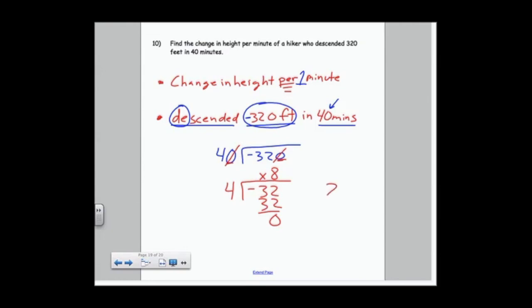Now I know my answer is 8, but let's also make sure we get the correct sign. This is positive, and this is negative. Because signs are different, my answer is actually negative 8. So my final answer is negative 8 feet.